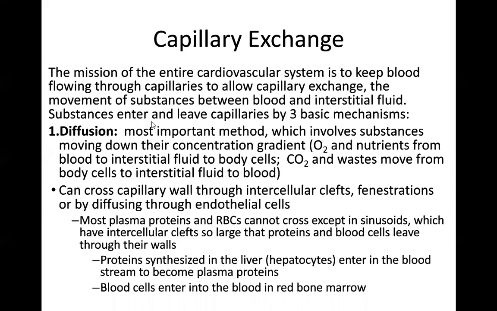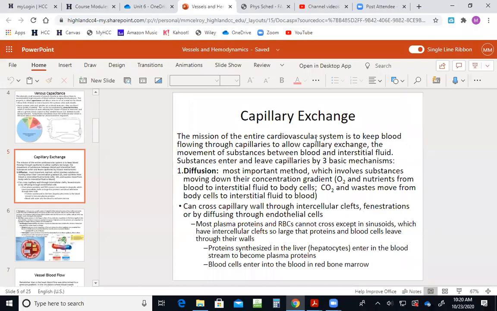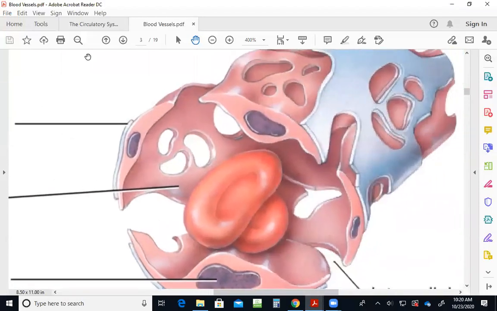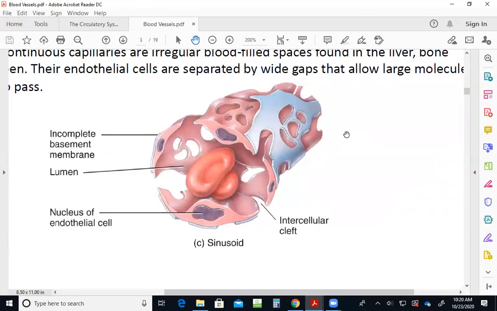For our large stuff that we must move in and out of the blood, like our actual blood cells that we learned are made in our red bone marrow, as well as our proteins that we make in places like our liver, we cannot get them in or out of the blood except by way of sinusoids, which are pictured down at the very bottom of this page. And that's what they look like. I always say they look like Swiss cheese. They have these huge holes big enough to allow blood cells, proteins, and other big stuff in and out of the blood.